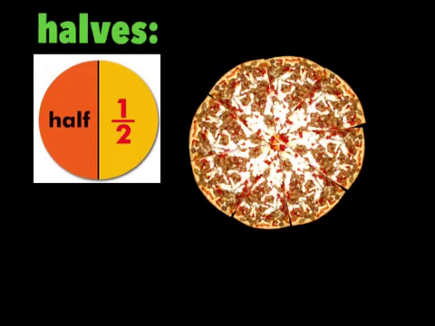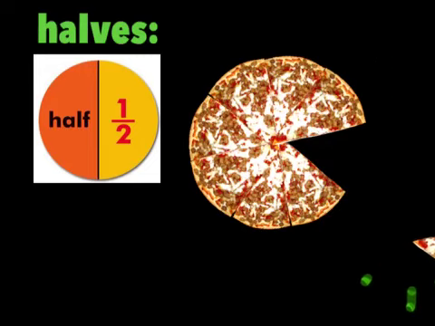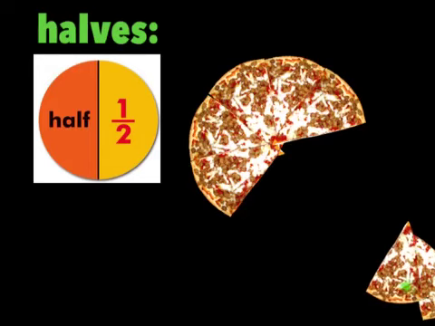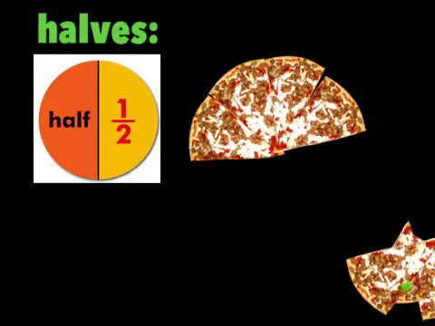Now looking at our yummy pizza, we would eat half of the pizza if we were to eat 1, 2, 3, 4 pieces, because there are 8 pieces altogether. So half of 8 is 4. Let's have a look. See if it looks like half. I'll just move that out of the way. 1, 2, 3, 4. Alright, so we can see that we've got half a pizza there. Looks kind of like this half here. Half the pizza.